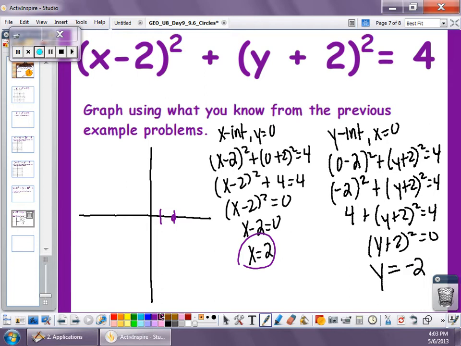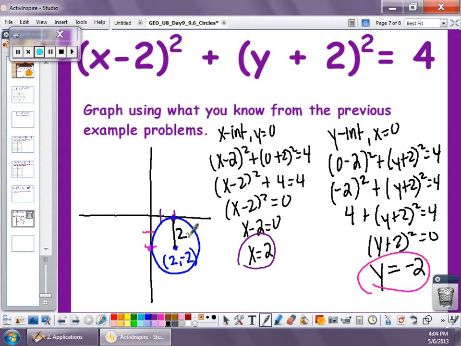So if you look, your y-intercept is negative 2. Okay, this is a circle, so the only option really is to connect these, and therefore it must look like this. Okay, so this is my center at 2, negative 2, and I have a radius of 2.